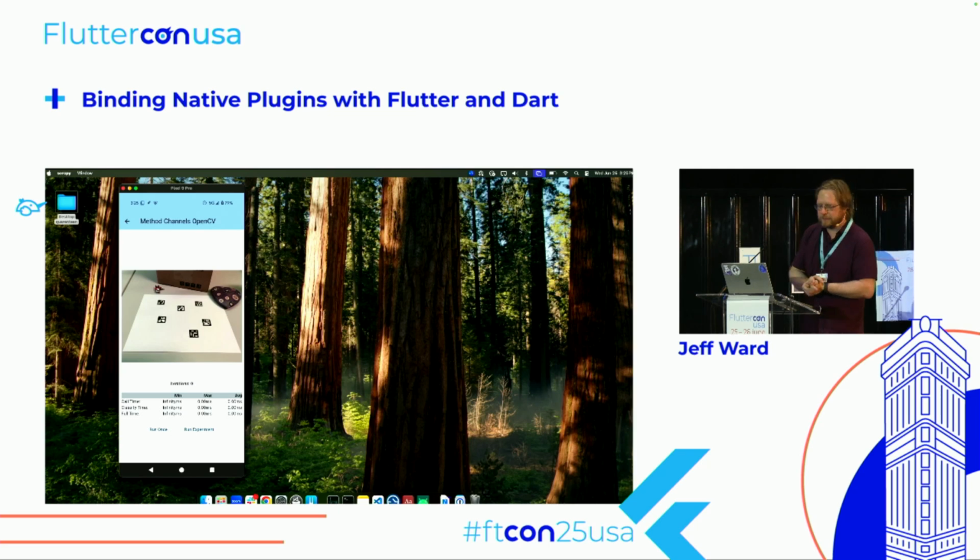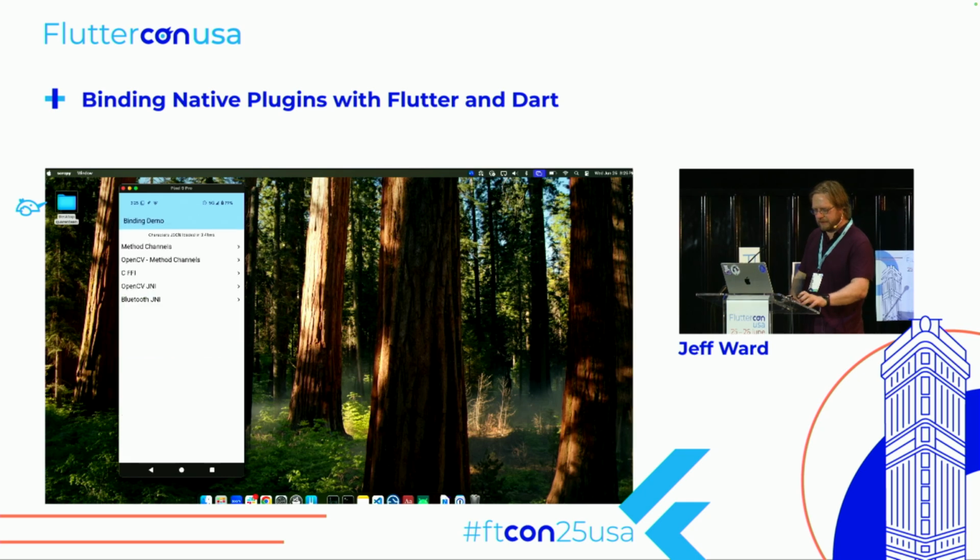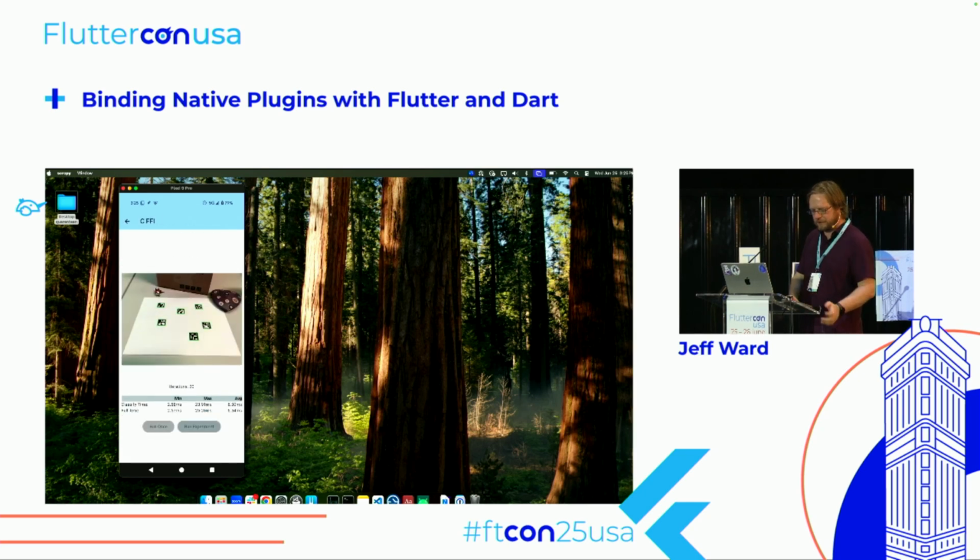Yeah, so this is what we're going to do. This is method channels using OpenCV. This image is going to be sent down the method channel, and it's going to respond with the locations of all of the Arucos in that image. That's what it does. We also did the same thing for C. This is all being run on Android, my Pixel 9 Android, by the way.